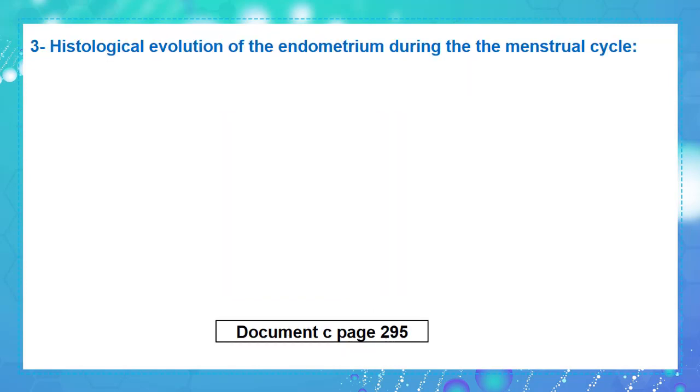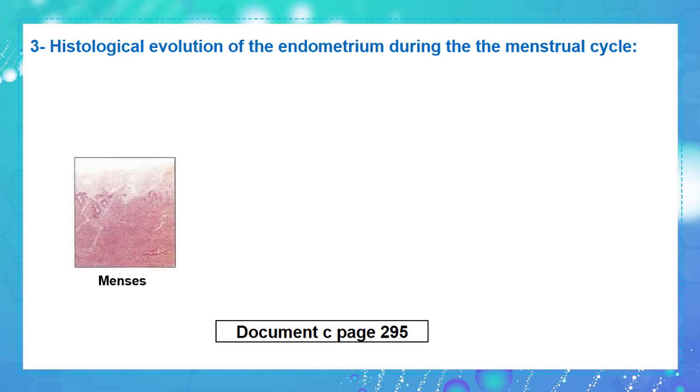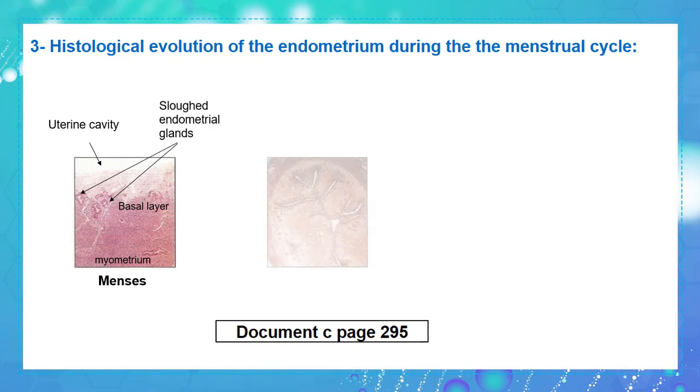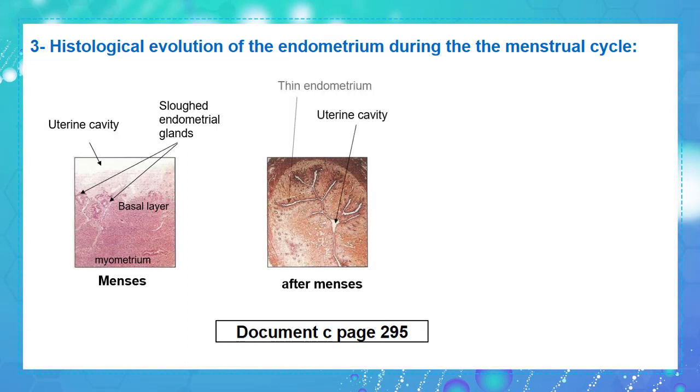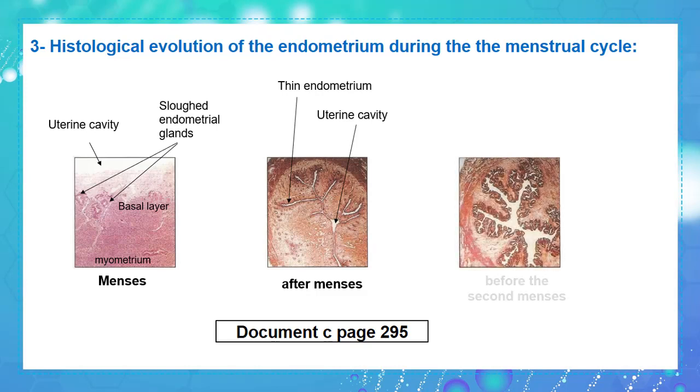Document C of your books shows the cross-section of a female's uterus at different instants. The first figure, during menses, shows how the superficial layer of the endometrium is sloughing off and the basal layer is nearly exposed, while a few days after menses, the superficial layer of the endometrium grows again as shown in the second figure. And finally, a few days before the second menses, this superficial layer becomes even thicker with a different shape as well. It seems that the uterine wall undergoes some modifications throughout the female cycle.